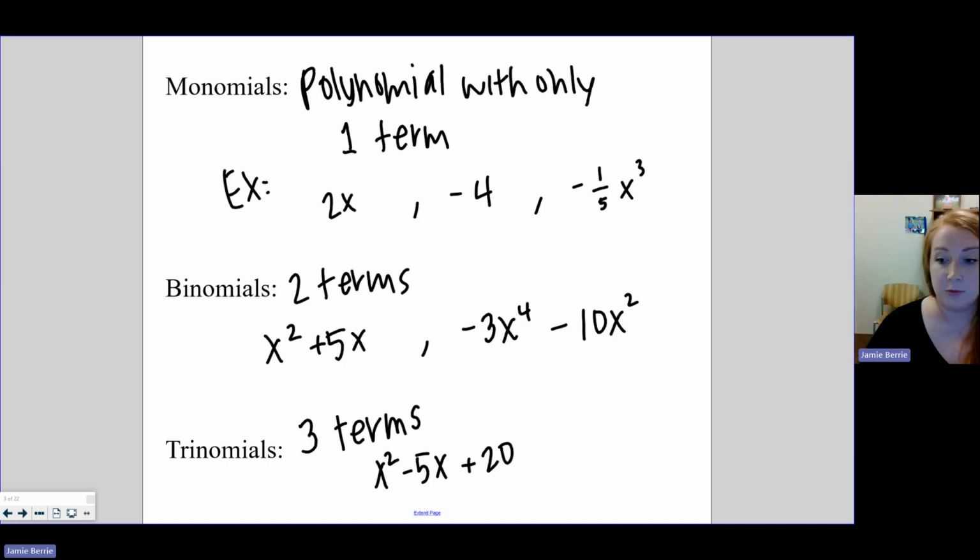All right, so trinomials have three terms. And a lot of times you'll see trinomials with the directions that say factor completely. So we're going to talk about factoring. We're going to kind of ease into it. We're going to do some really basic factoring. We'll talk about some special factorizations, and then we'll get into the more difficult factoring.